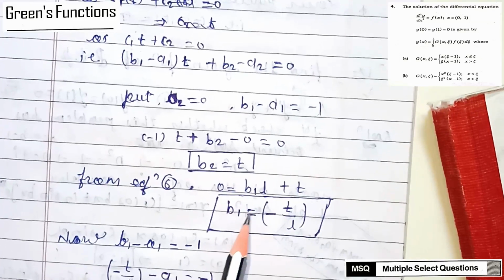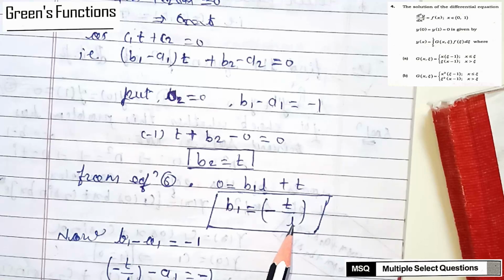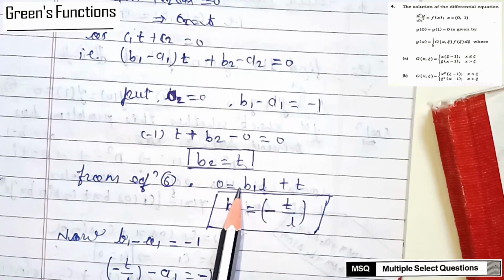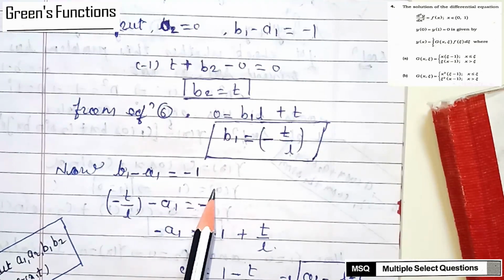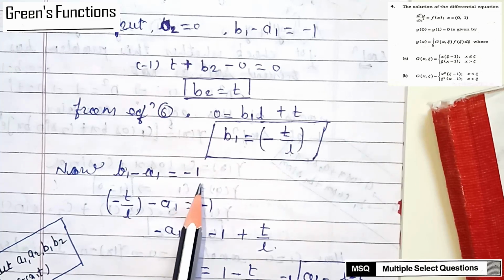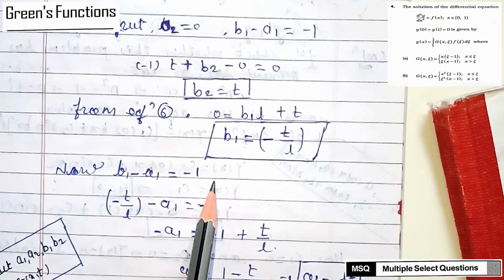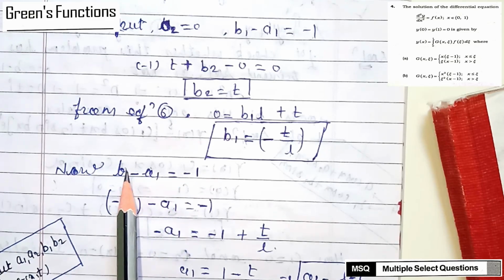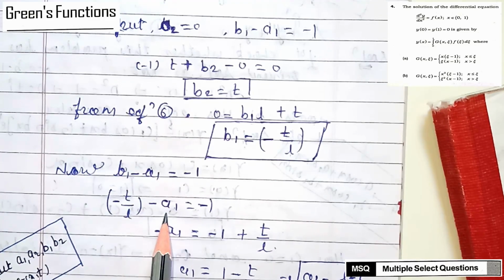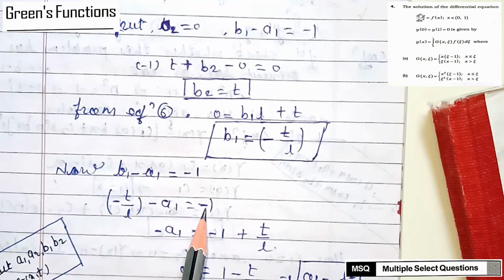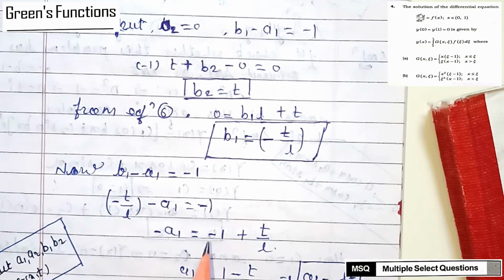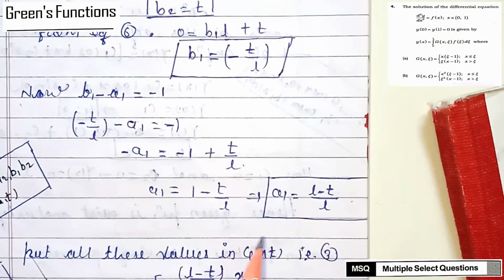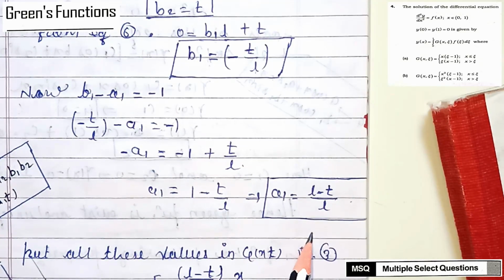Then b1 is equal to minus t by l, or minus t by 1. You may take l or 1, anything, so put it here: b1 l plus b2 is 0, so you will get b1. So b1 minus a1 is equal to minus 1, as we found already in the first differentiation. So b1 put here minus t by l, and a1 is equal to minus a1, keep it, and minus 1. Find out the value for a1, which is minus 1 plus t by l, which gives us l minus t upon l. Okay, this is the value for a1.